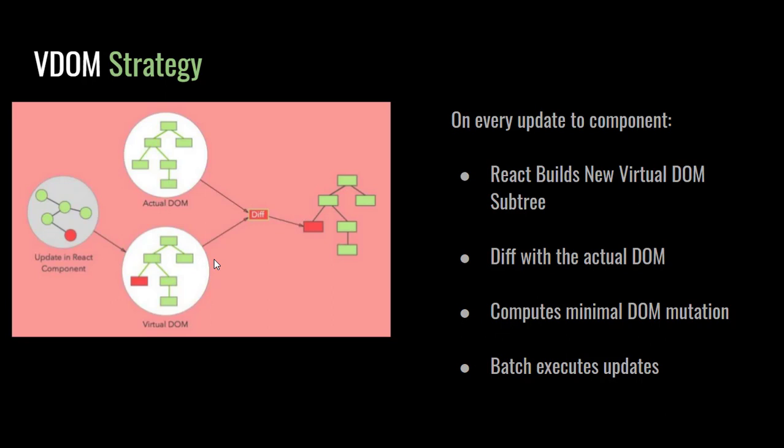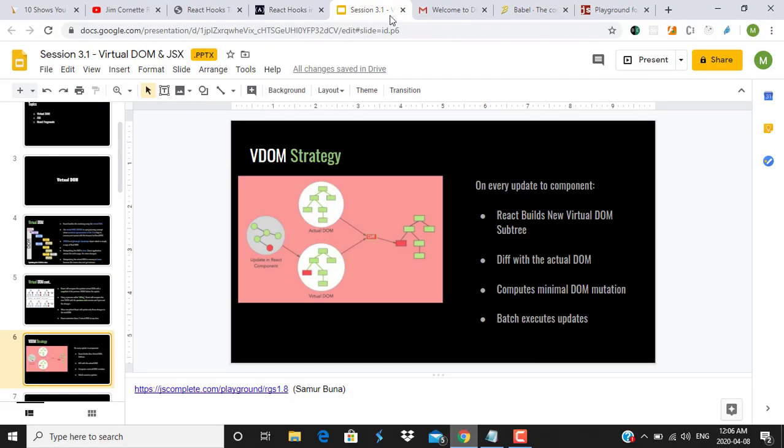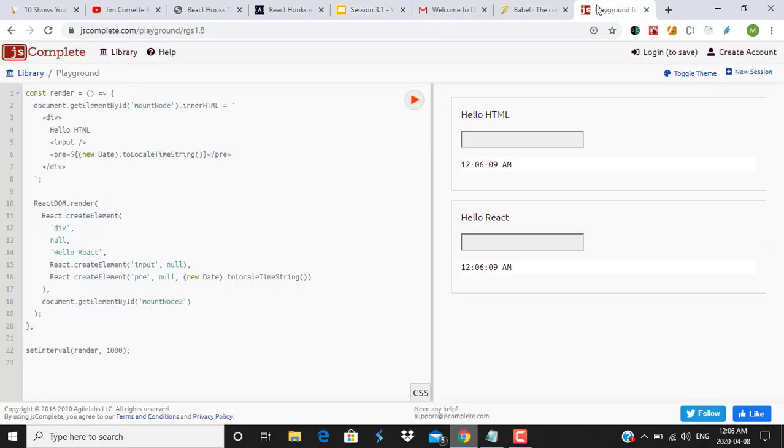Speed is in mind, and the more it can batch execute, the better. So I just want to give an example quickly. A very good example I had is from this JS Complete example by Samir Boumé, I think that's the name. If I mispronounce it, I apologize, but this is a very good one. So we have two elements here.